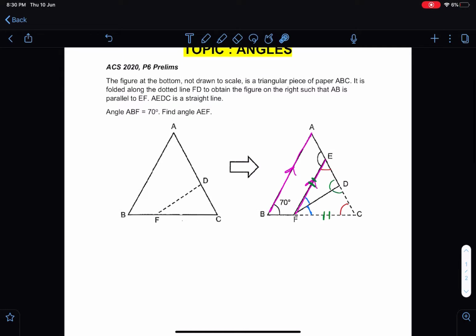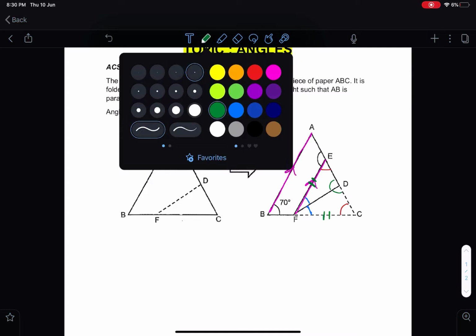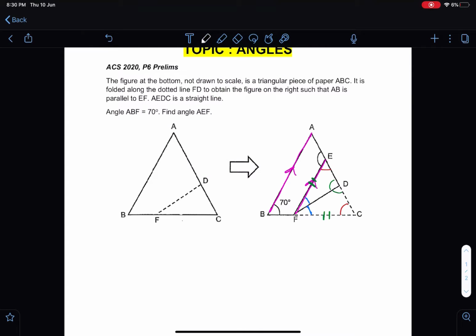Now, how do we solve this question? How do we make use of what we have? What we have is the 70 degrees. These two pink lines are parallel to each other. Which means that if we want to use the 70 degrees, the only way we can use that is to find this angle BFE, because these two angles will add up to 180 degrees. 180 minus 70 is 110 degrees. So this particular angle BFE has a value of 110 degrees.